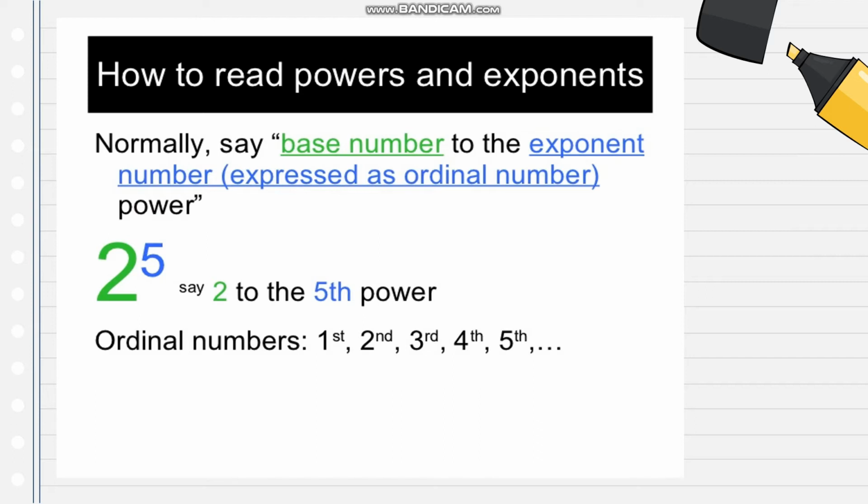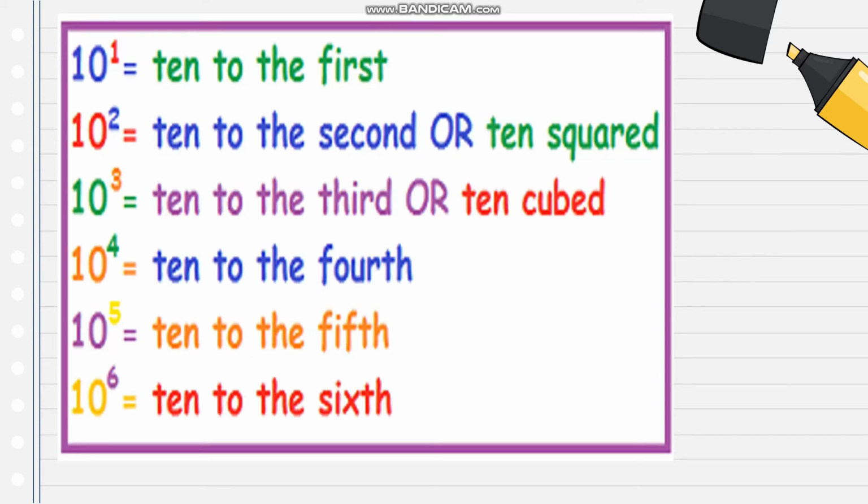How to read powers and exponents? Normally, say base number to the exponent number expressed as an ordinal number power. So when we say ordinal numbers, it means this is the first, second, third, fourth, fifth, and so on. Like for example, we have 2 to the fifth power. So we will say this as 2 to the fifth power. 10 to the first, 10 to the second, or 10 squared. 10 to the third, or 10 cubed. 10 to the fourth, 10 to the fifth power, 10 to the sixth, and so on.